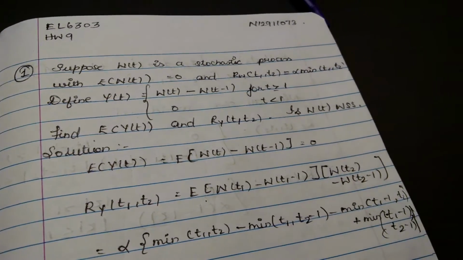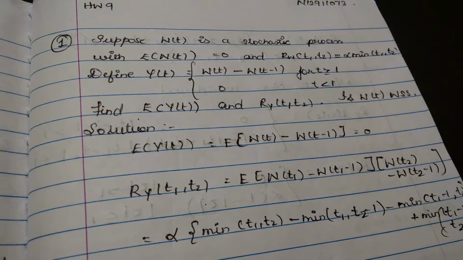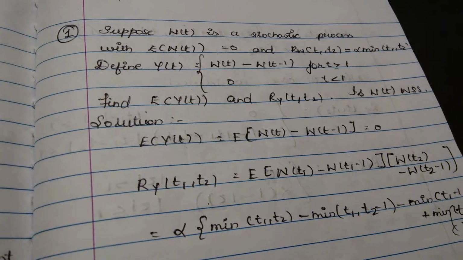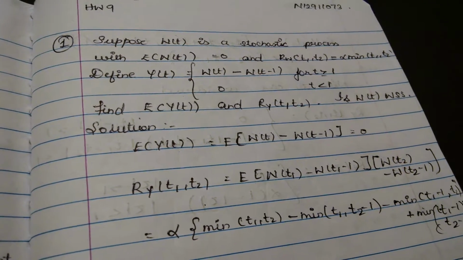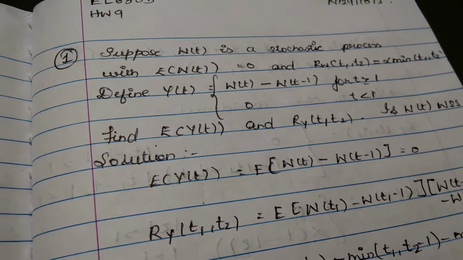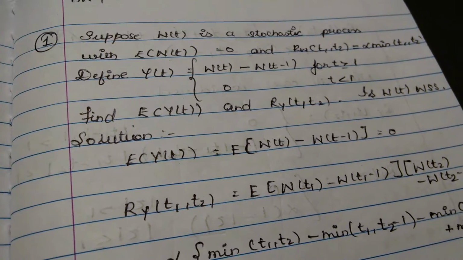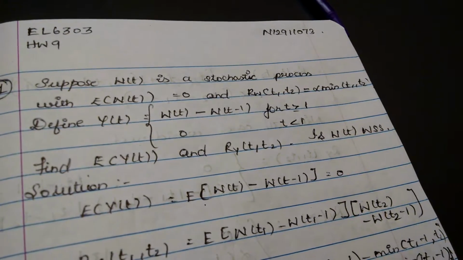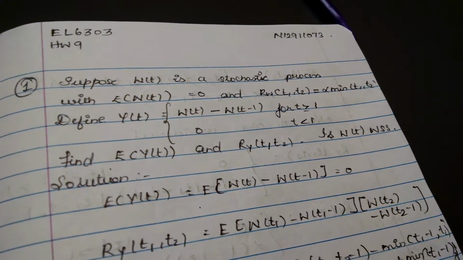We know Y of t is W of t minus W of t minus 1 for all t greater than or equal to 1, and 0 for t less than 1. In the question, we need to find the mean and autocorrelation of Y of t, and also to find out whether W of t is WSS, or wide-sense stationary.